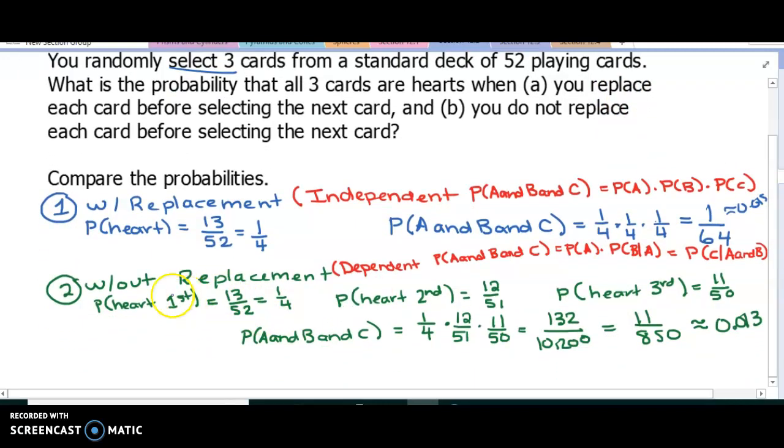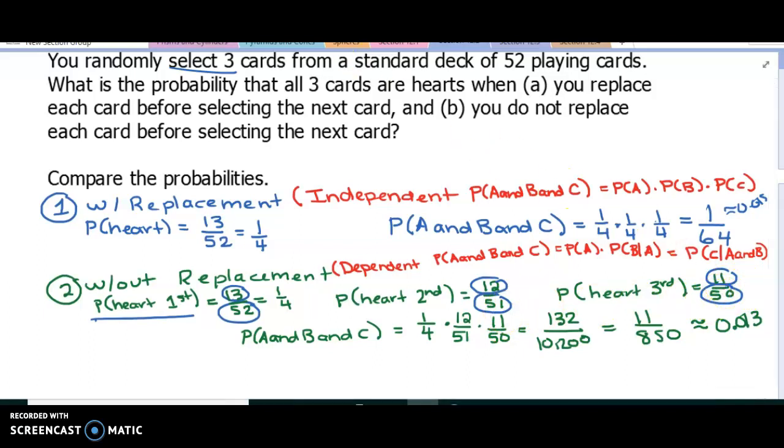Okay, now things get tricky when we don't replace it. So the probability of pulling a heart first is 13 over 52, which is just 1/4. Okay, we don't put it back. So we no longer have 13 hearts left, we have 12. We no longer have 52 cards in the stack to pull from, we have 51. So the probability of pulling a second heart is 12 over 51. And then same thing with the third. Now we no longer have 12 hearts in the deck, we have 11. We no longer have 51 cards in the deck, we have 50. So the probability of pulling a third heart is 11 over 50.